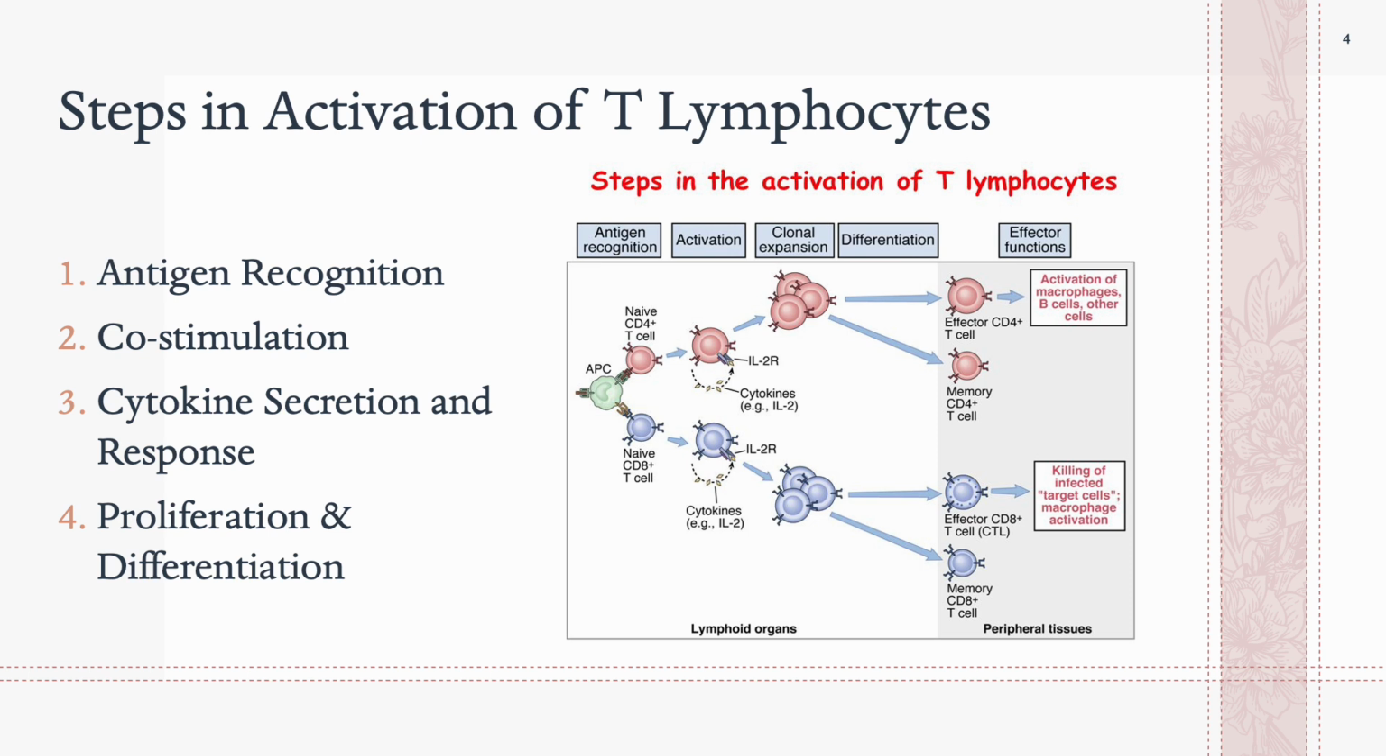Step 4 is proliferation and differentiation. So T cells proliferate and differentiate into effector T cells or memory T cells. We have the effector CD4, effector CD8, and of course our memory T cells, which provide long-term immunity.